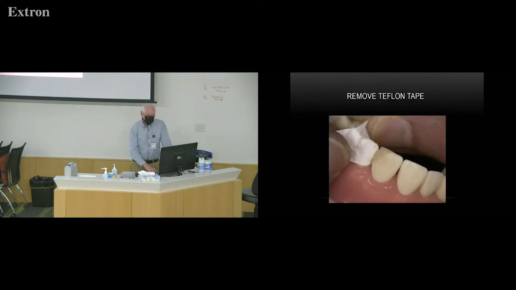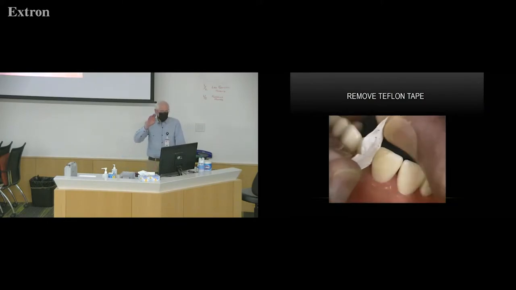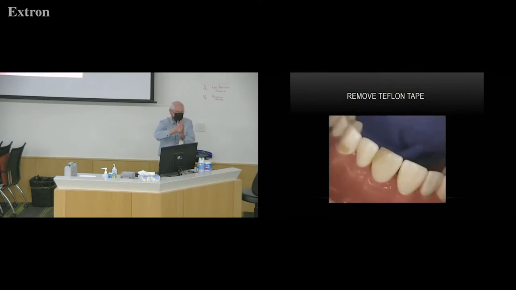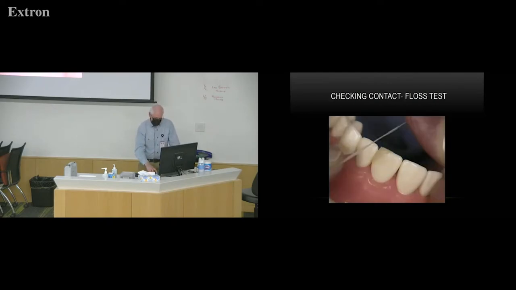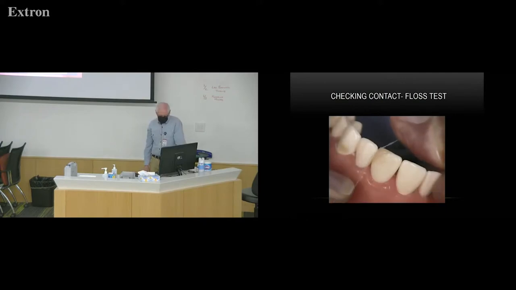Okay, we don't need the Teflon tape anymore, so we'll go ahead and remove it. But we should have a contact now, because we were compressing that composite right up against the Teflon tape, which is very thin. And right where the contact is, it's nice and smooth. So any finishing that we do is going to be around the contact and not through it. Because if you start finishing through it, you're going to weaken it. So just to show you that there is a contact, I took some floss and it gives us just about the right contact.